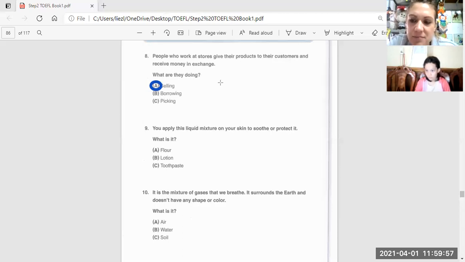Number 9. Apply this mixture to your skin to protect it. What do you put on your skin to protect it? Protect is to keep it out of danger. You try to keep it safe, yes. You want to keep it safe. Okay, good.